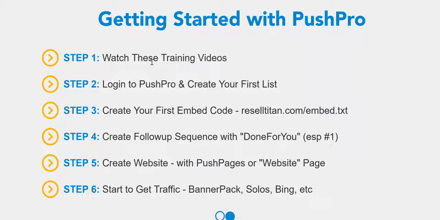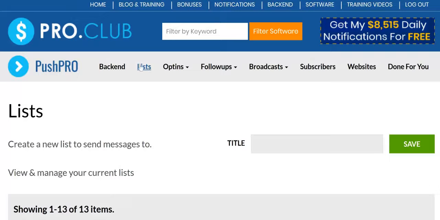It's not something that people are innately familiar with, and so I do recommend that you watch all of the videos to understand not just the software and the specific methods that we'll be using, but also the broader concepts of web push notifications. Then log into Push Pro and create your first list. It's very simple to do. Simply go to Push Pro, click on lists, and where it says title, just click here and enter the name of your list and click save, and you will now have a list on the list page.